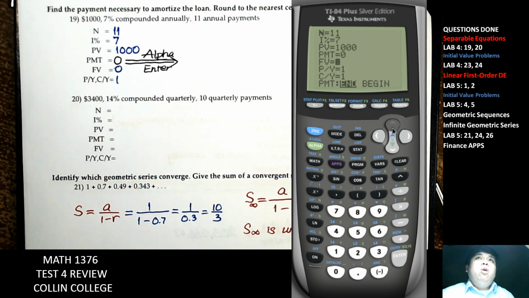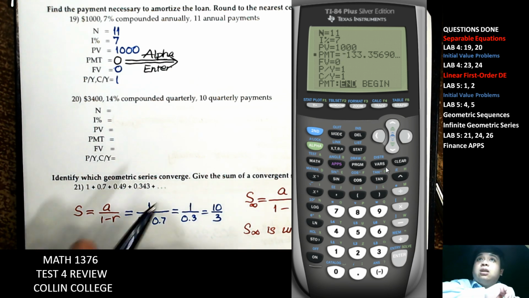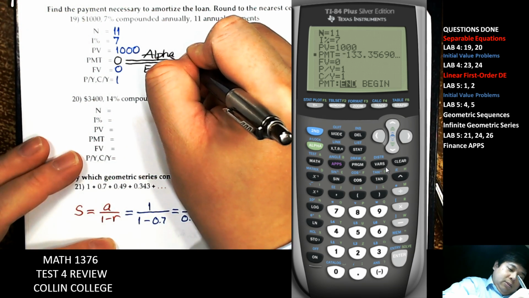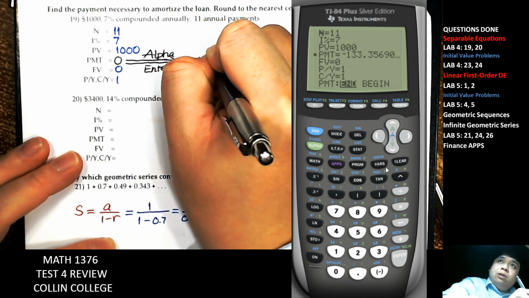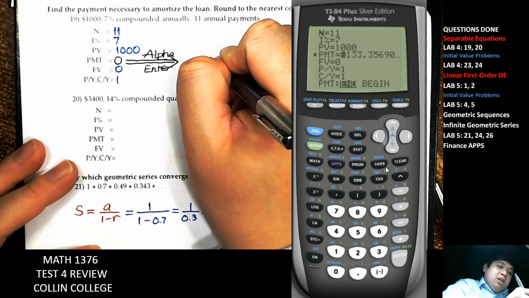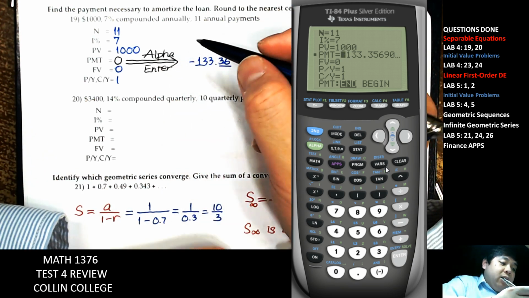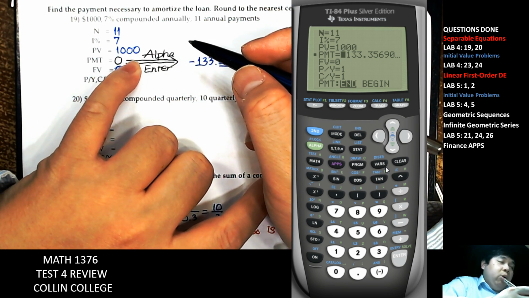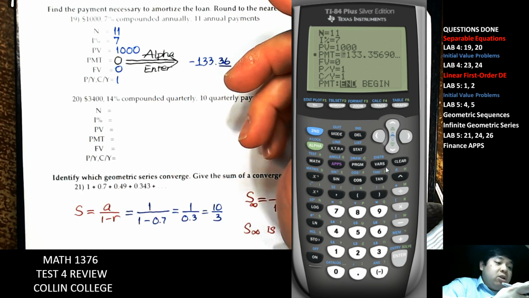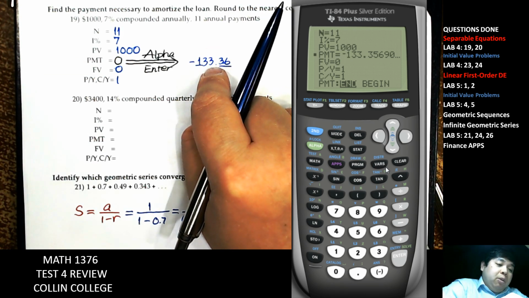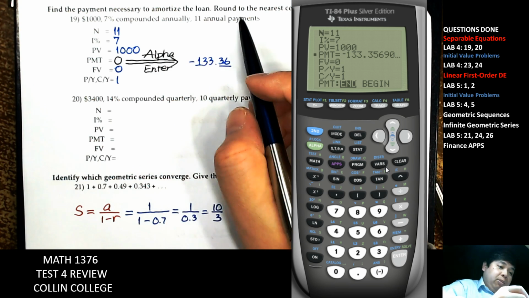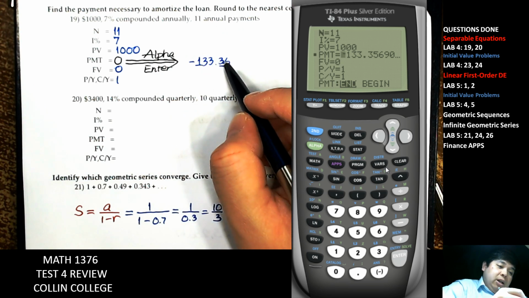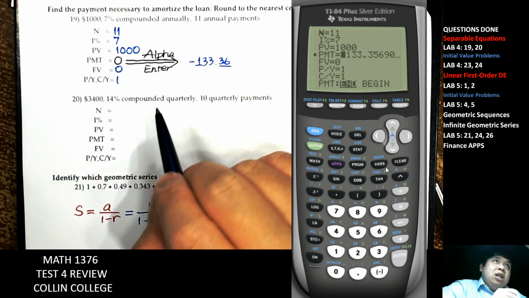Right. Just need to go back to the payment and alpha, and we have negative 133.36. And this number makes sense because originally we borrowed $1,000, so we have $1,000, but later on we have to make the payment, and so each payment we're going to lose this much money.